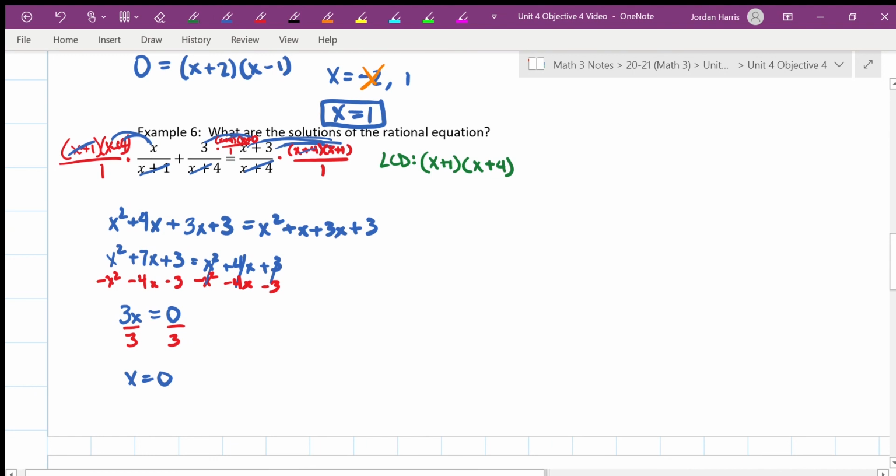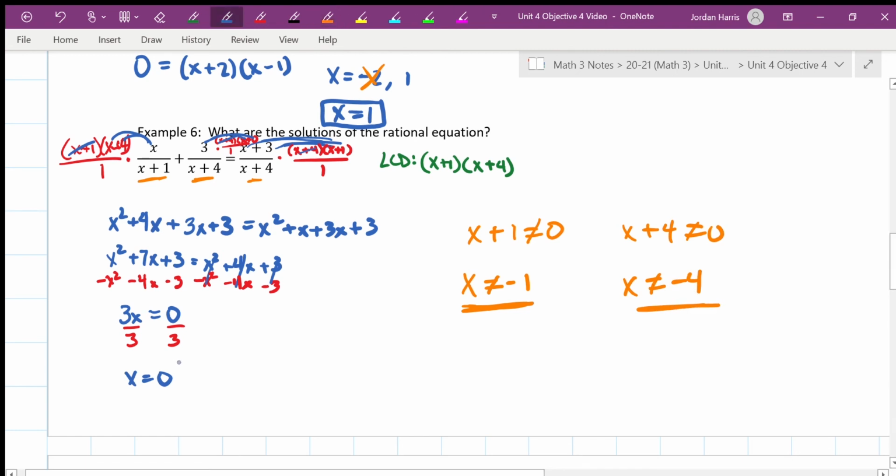But never just stop there. Look at your excluded values always. So x plus 1 cannot equal 0, so x cannot equal negative 1. And x plus 4 cannot equal 0. It's there twice, I'm not going to do it twice. x cannot equal negative 4. But neither of those is my solution, so I'm good. x equals 0 is fine. Okay?